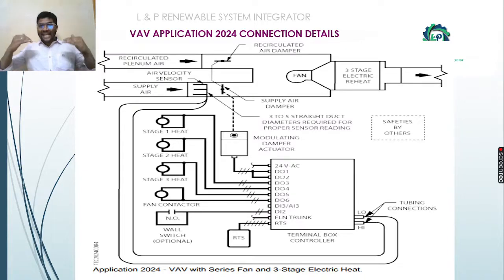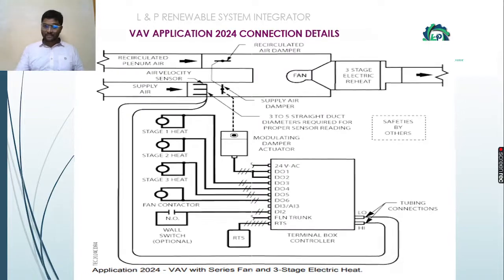And for the heating operations, we have classified the heating stages into 3 based on our application, that is stage 1, stage 2, stage 3. Those we can connect to D03, D04 and D05. And if we are planning to operate any fan through contactors, then we can connect those fan contactors to the D06 terminals. And as we told earlier, we need the room temperature sensor input in order to control the temperature, so in such places we can connect it to the RTS. And as we told earlier, we have an air velocity sensor in the variable air volume units, so from there we can connect with our cubic connections.